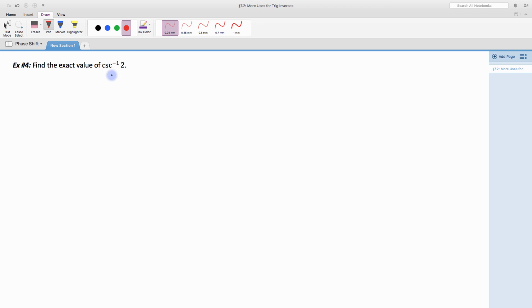So let's take a look at one of the inverse trig functions that we were just looking at. So we'll take a look at the inverse cosecant. The inverse cosecant is the reciprocal of the inverse sine function. So when we're trying to evaluate this, we're actually going to use inverse sine to evaluate this. We're going to say inverse sine of the reciprocal of 2, which is 1/2.